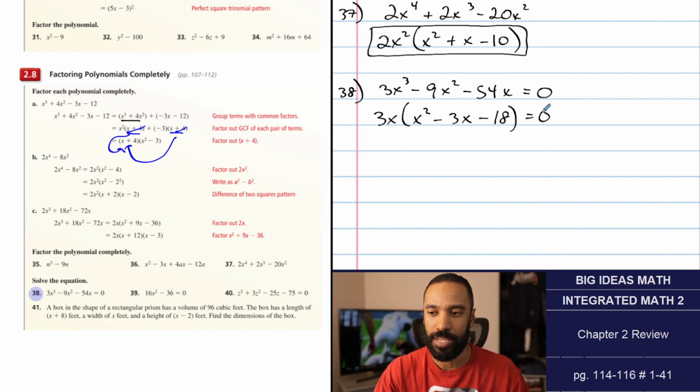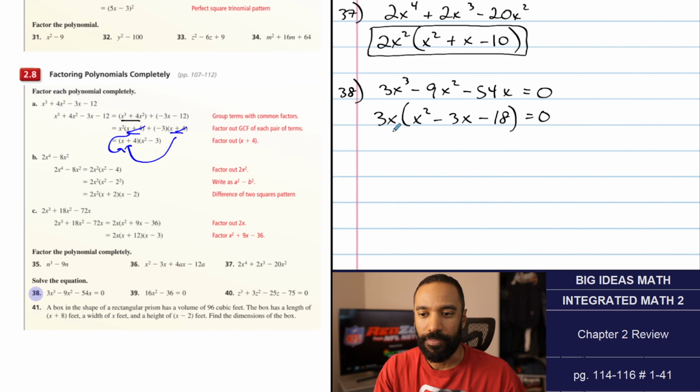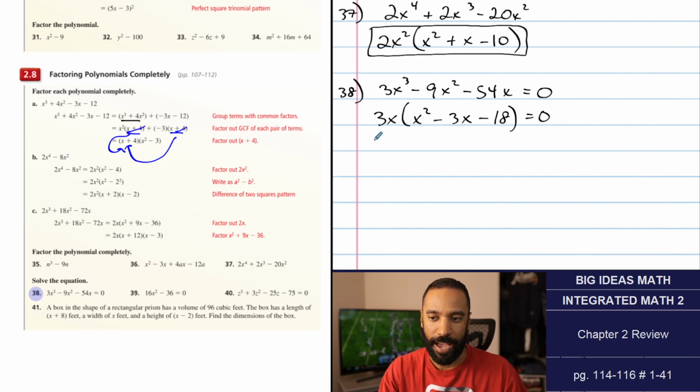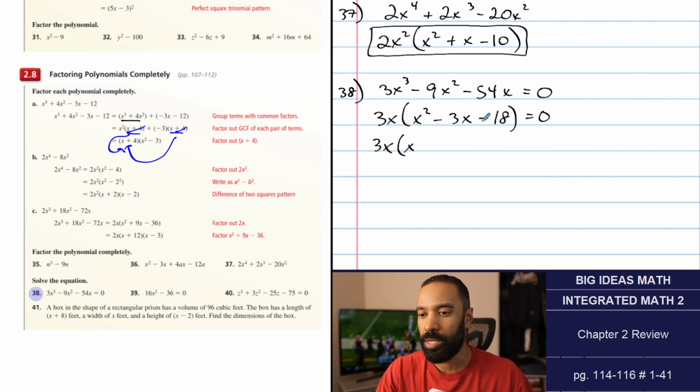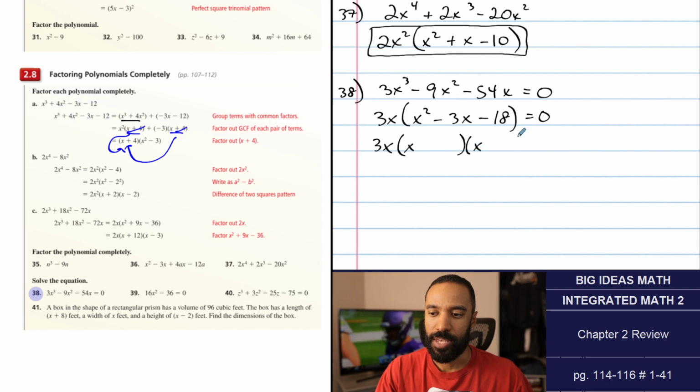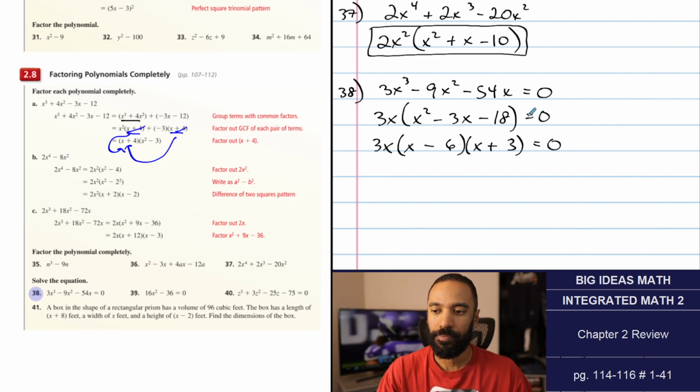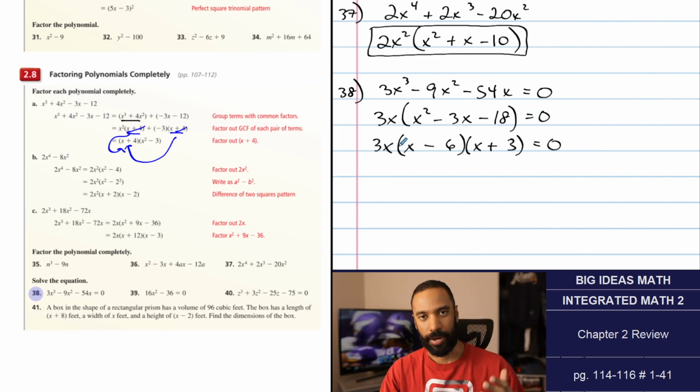3 times 18 is 54. Now, as far as solving this goes, remember this can still factor more, or if it couldn't, then you wouldn't have means of solving at this stage in your IM2 learning. So we keep going. This will be some x times x bit. The two numbers that multiply to make negative 18 and add to make negative 3 are negative 6 and positive 3.